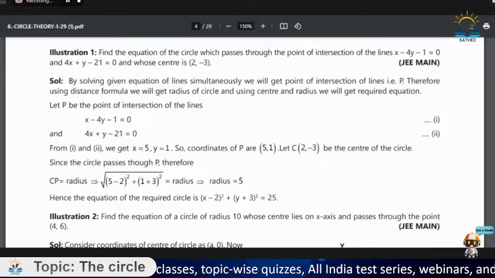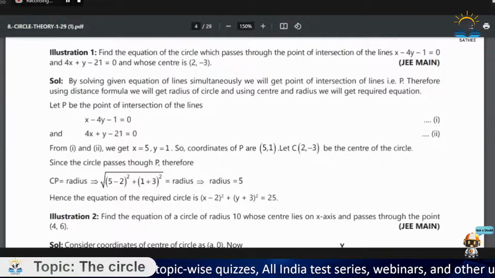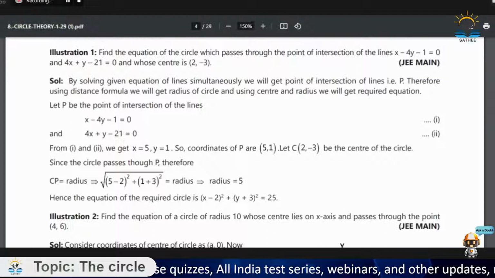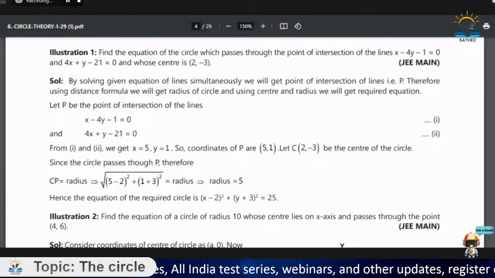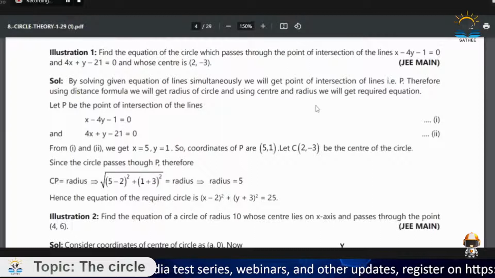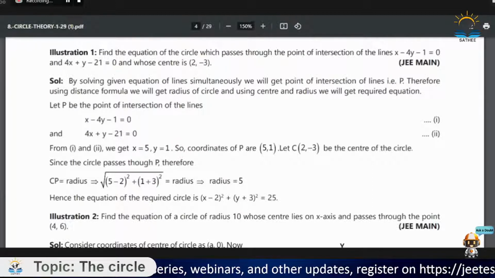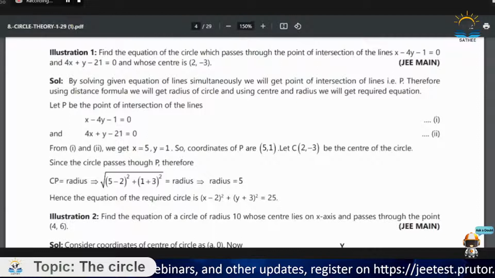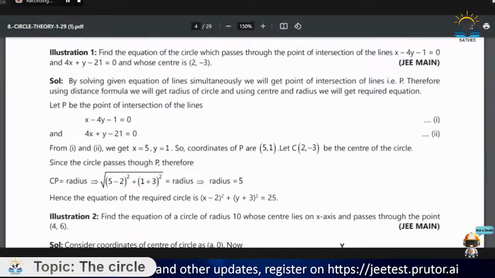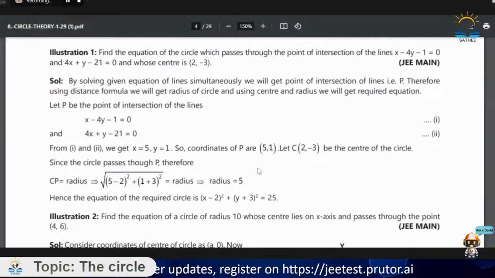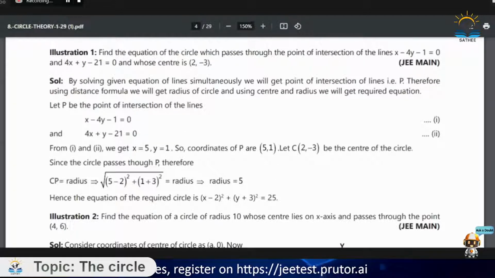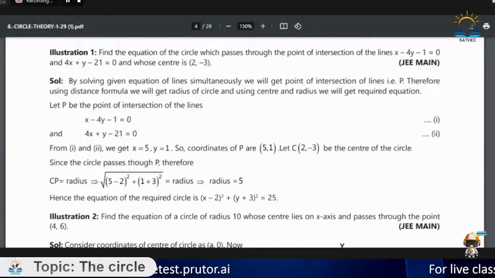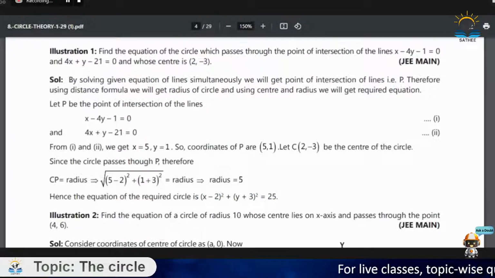Now since we know the center and a point on the circle, the distance between these two points, point P and the center C, would be the radius of the circle. Since we know the center and the radius, by the standard equation we can write the equation of the circle, that is (x minus 2) whole square plus (y plus 3) whole square is equal to radius square, and the radius comes out to be 5. So we write this equation as this. Let us see illustration 2.